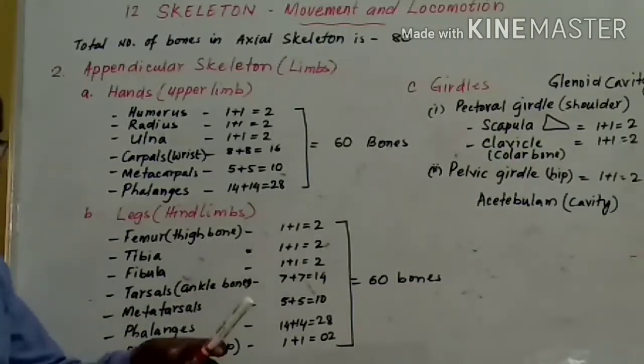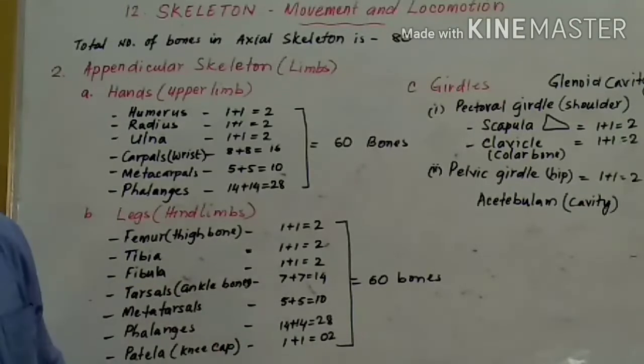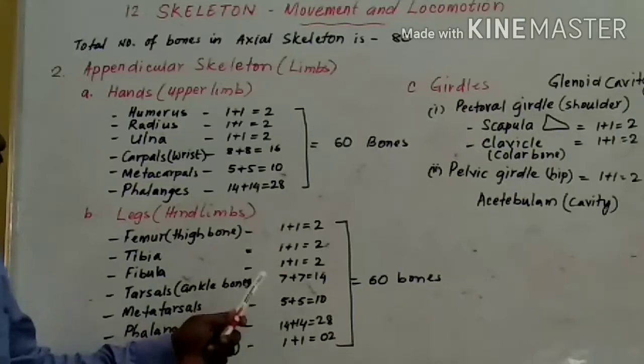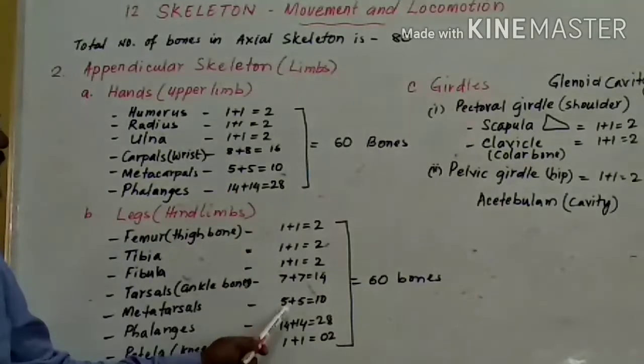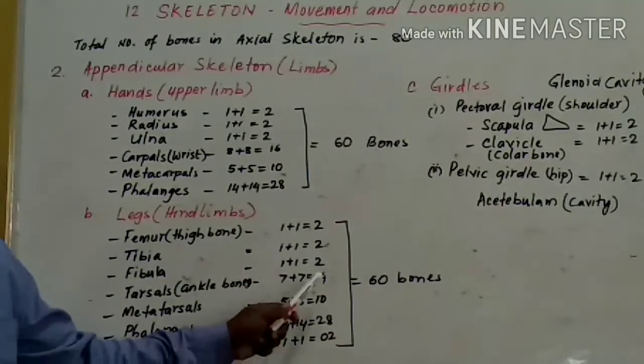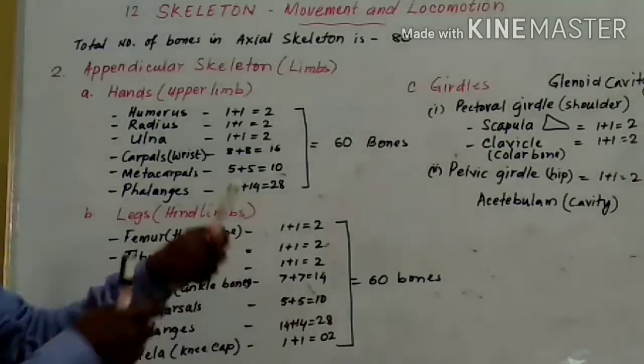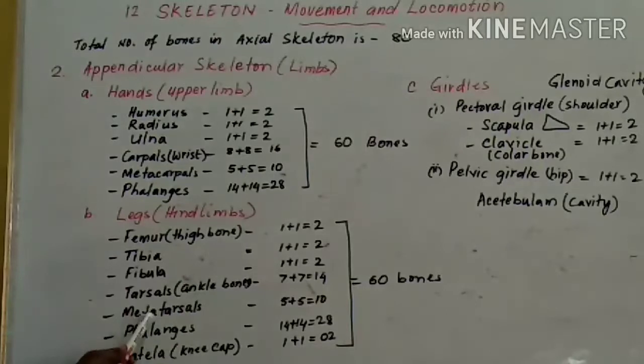Then just like wrist bones here, we have ankle bones. They are called tarsals. There we don't have 8 of them, but 7 plus 7, 14 tarsals are there. Just like metacarpals we have metatarsals here in the feet. They are 5 plus 5, 10. Then just like fingers, there also we have phalanges. There we have 14 plus 14, 28.